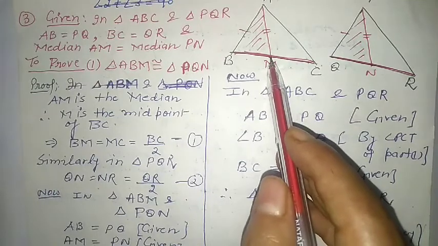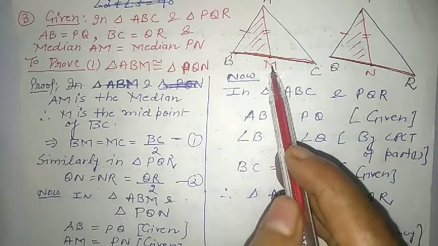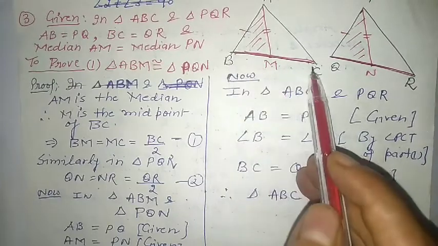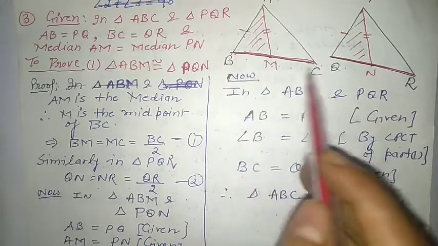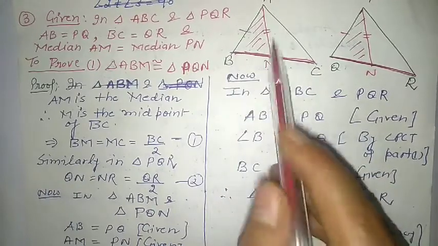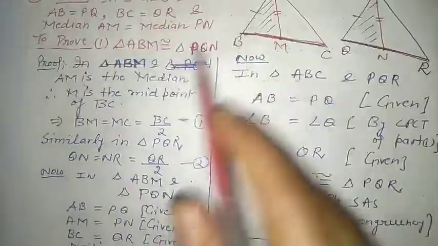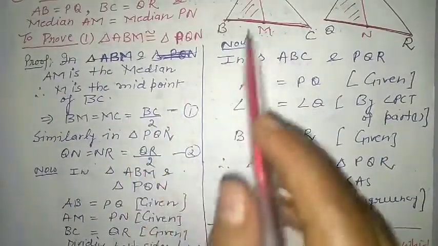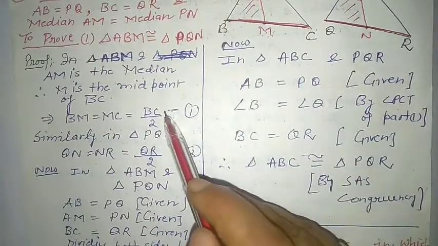I told you in lines and angles that if AM is a median, then a median divides the side. BC is the side and the median is AM, so AM will bisect BC. It means M is the midpoint of BC. So BM is equal to CM is equal to BC by 2.